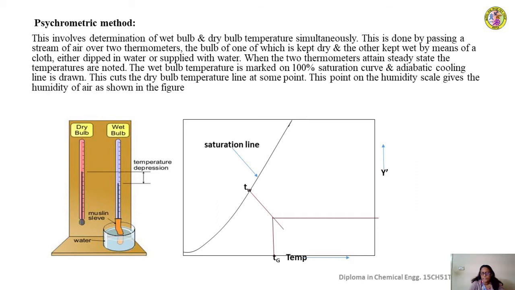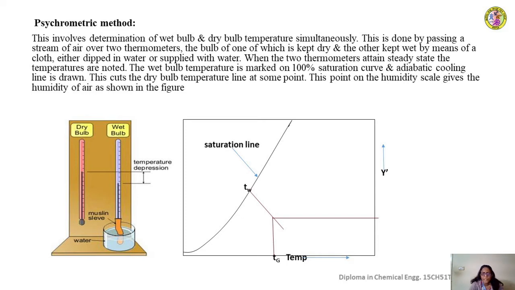Now, after having obtained the two temperatures, dry bulb and wet bulb temperature, take a humidity chart as shown in the figure. Mark the dry bulb temperature on the x-axis. From that point, draw a straight vertical line. Then mark the wet bulb temperature on the 100% saturation line, and from that point draw a straight line, which is nothing but the adiabatic cooling line.